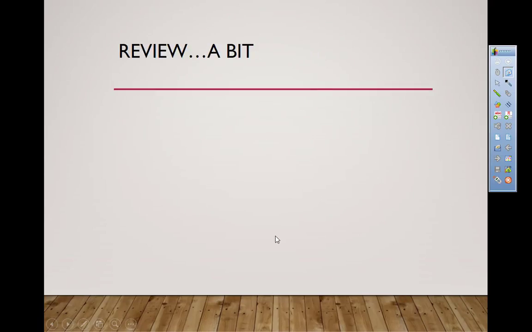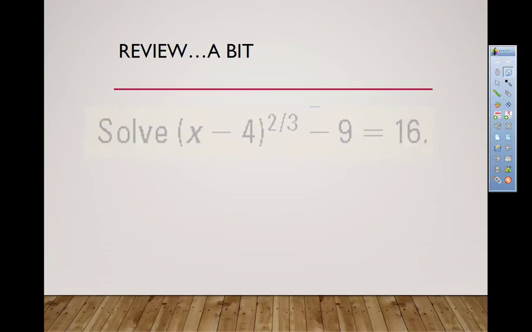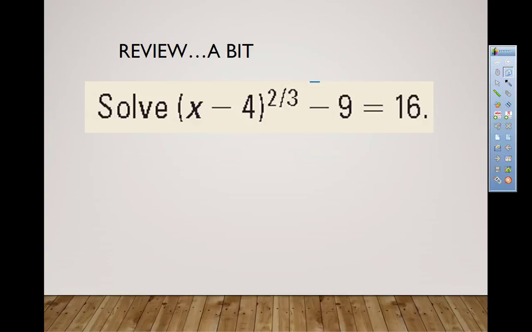Okay, so we're going to realize now that sometimes you have to check your solutions because sometimes they won't work in the original equation. So we'll see a bit of that in this lesson. So we could start off by reviewing a little bit. This is what we were doing in class today. I have problems like this.